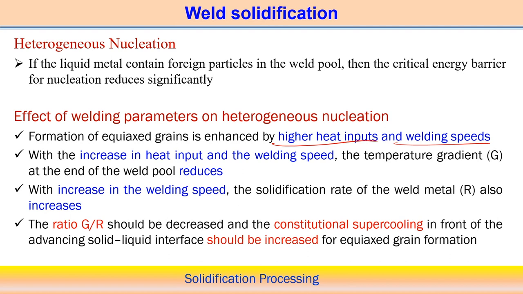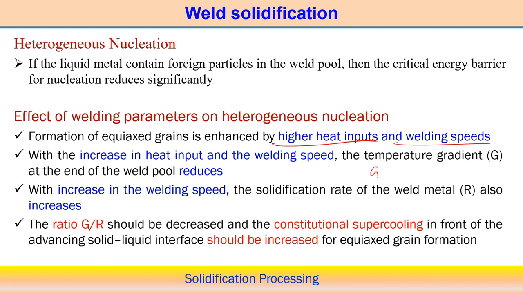So, when the heat input is very high, meaning the welding power, basically the voltage and ampere, is very high and the welding speed is also good enough, that will try to produce an equiaxed grain structure. Equiaxed grain means it promotes a large amount of heterogeneous nucleation. Now, we can see that with an increase in the heat input and the welding speed, the temperature gradient actually reduces.